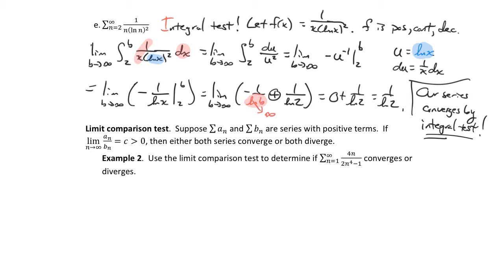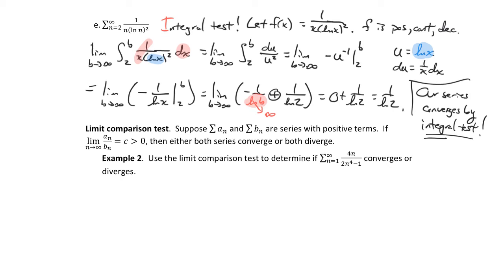So the limit comparison test says we are given two series with positive terms. Again, we have to have positive terms. One of these series will be given to us, the other we're going to make up, just like with the comparison test. Here's what we're doing. Notice there are no sums in what I'm about to write. If the limit as n goes to infinity of a sub n over b sub n is equal to c, some positive finite number, which is greater than 0, then either both series converge or both diverge.